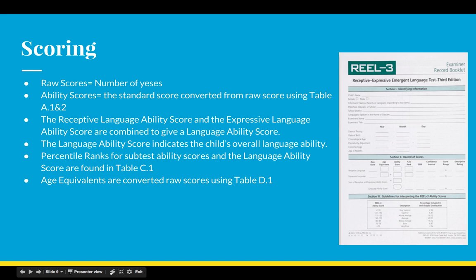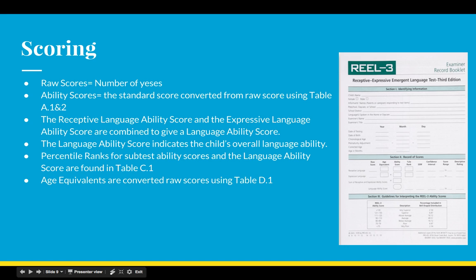The first score you report is the raw score, which is the number of yes responses given by the parents. Each yes equals 1 point, and each no equals 0 points. From that, you convert the raw score into a standard score by using tables A, A1, and 2. The standard score is reported as the ability score.